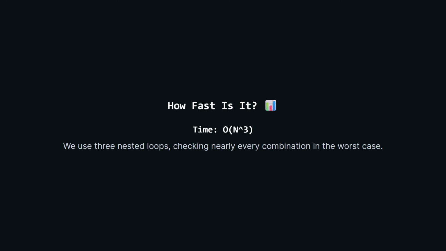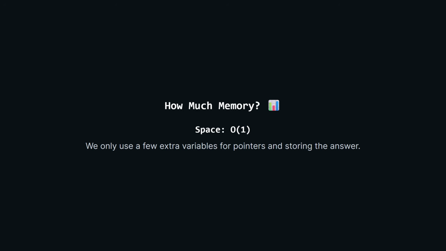Let's talk performance. The time complexity is big O of n cubed, where n is the length of our list. This is because we have those 3 loops inside each other. It's a brute force approach, but it passes because the list limits are small. The space complexity is order 1, or constant space. We only create a couple of small variables to track our positions and the minimum score, regardless of how huge the list gets.